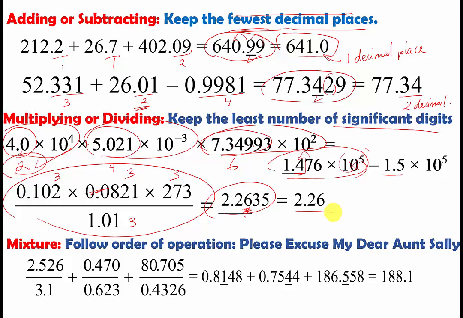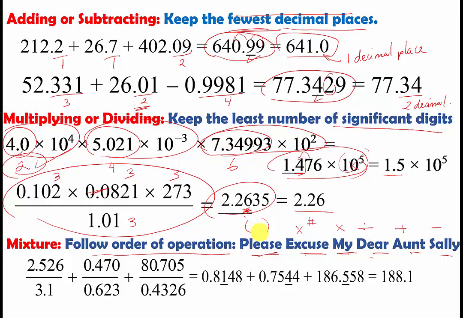What happens when we have a mixture of addition and multiplication and subtraction and division? In this case, we have division and addition. What you need to do is follow the order of operations. Okay? Please Excuse My Dear Aunt Sally. Parenthesis. This is exponent. This is multiplication. This is division. This is addition. And lastly, this is subtraction.